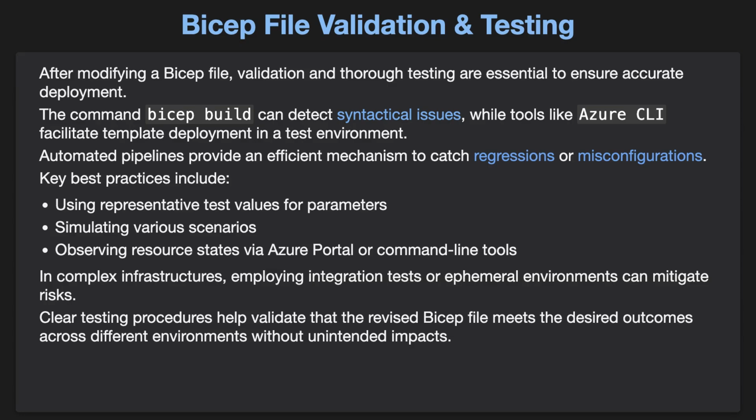Use representative test values for parameters, simulate various scenarios, and observe resource states via Azure Portal or command line tools to confirm correct behavior. In complex infrastructures, employing integration tests or ephemeral environments can mitigate risks. Clear testing procedures help validate that the revised Bicep file meets the desired outcomes across different environments without unintended impacts.